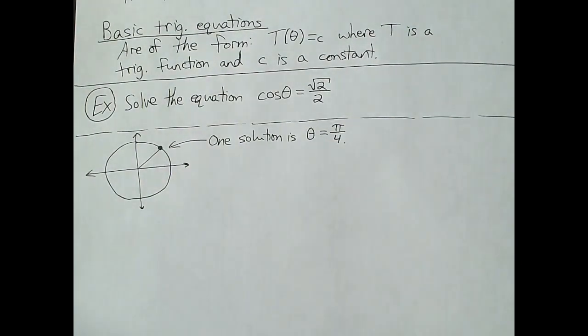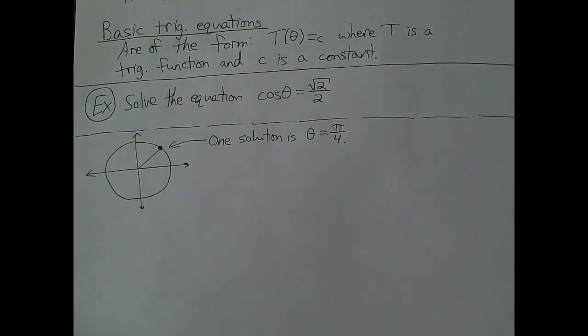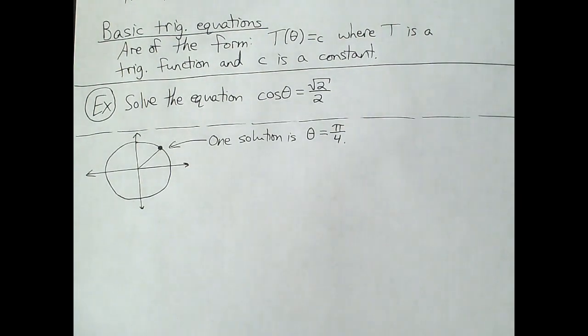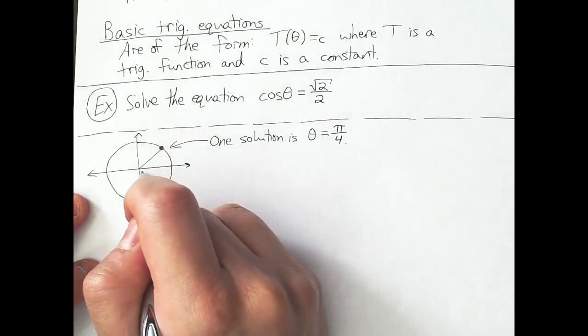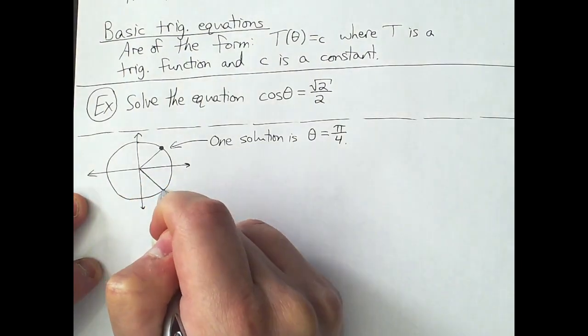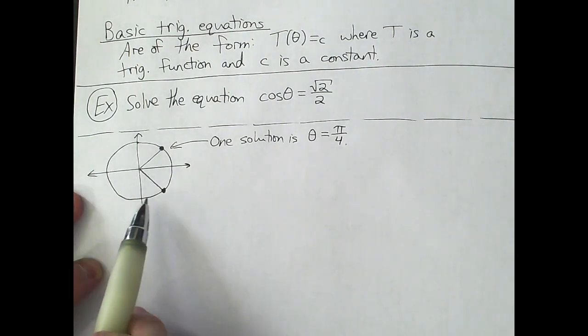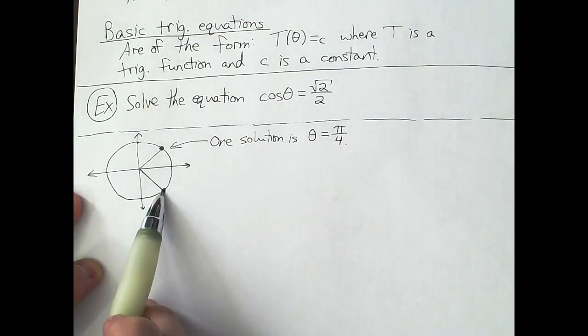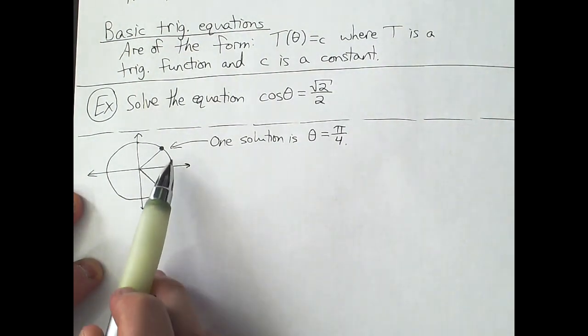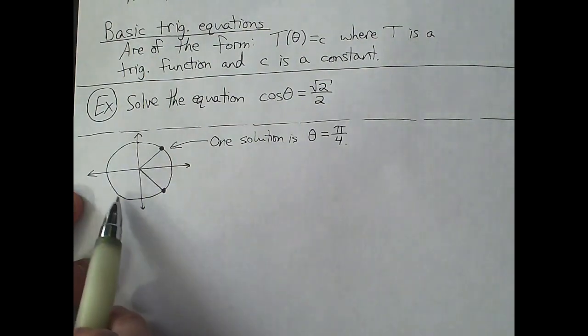But that's not the only solution. What about down here? What about this angle? What if you went around the unit circle from our usual starting position and you stopped here at this terminal point? How far around have you gone in radians?